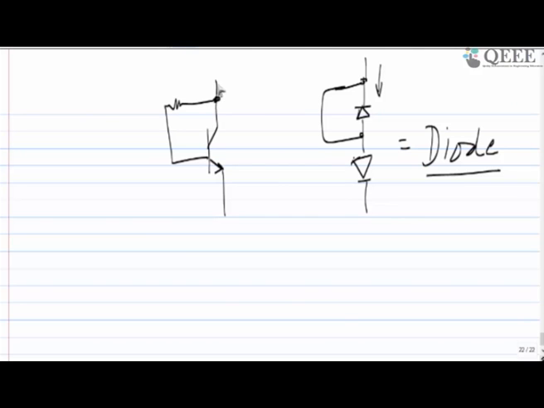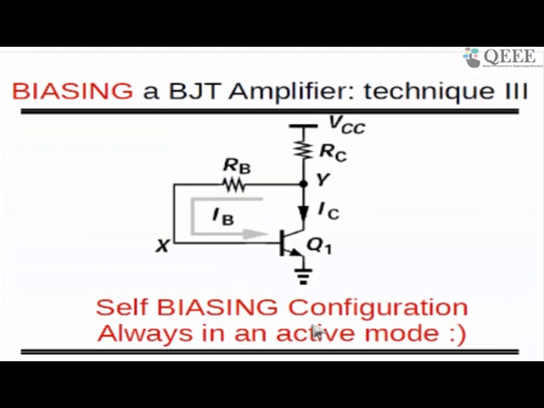So if your resistance is smaller, from the collector voltage you can bias the base voltage, and that's how it will be a self-bias circuit. That self-bias circuit will make sure that the transistor is always in the active mode of operation if your Vx voltage or Vy voltage is more than 0 volt. Okay, so this is what we talked about.